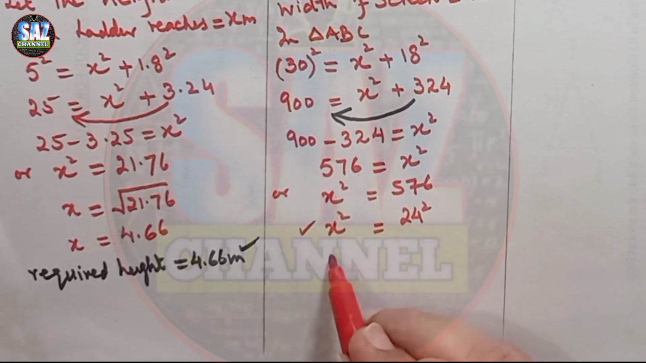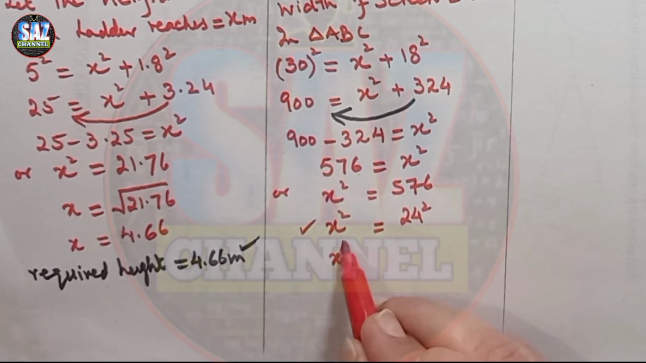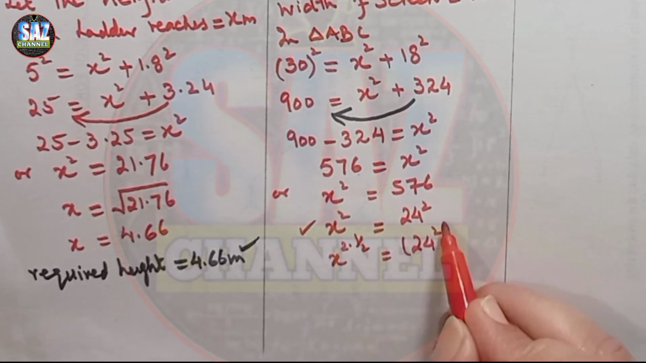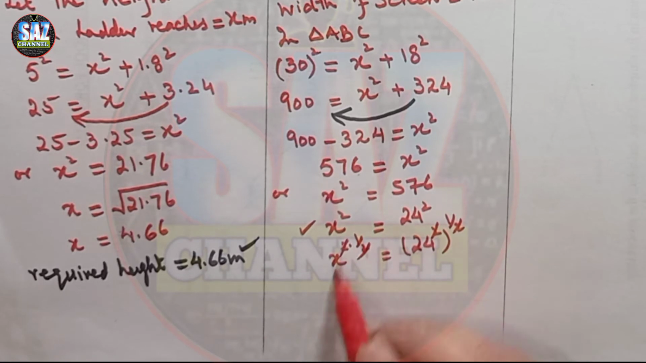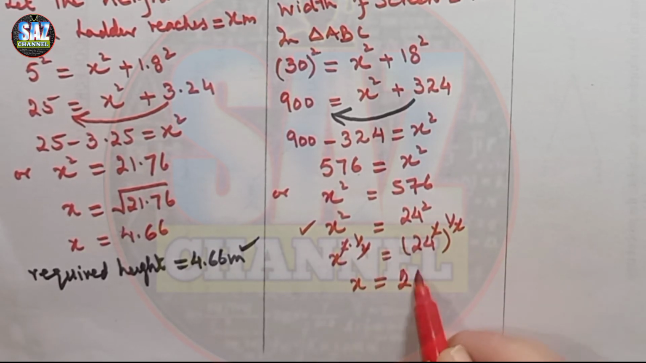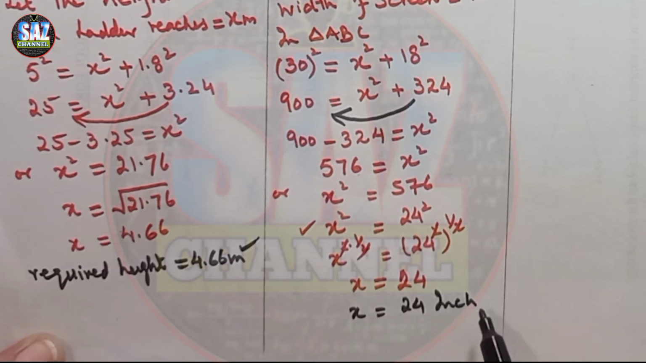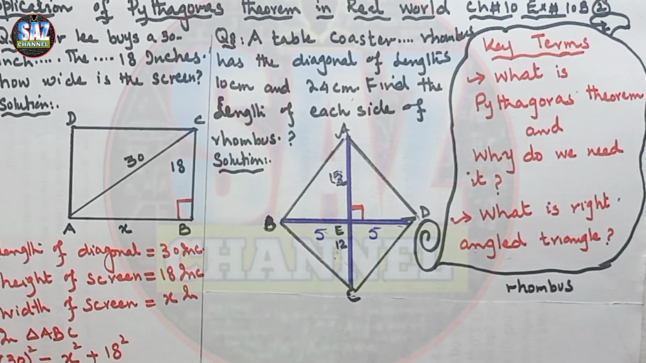And in order to get the value of x, I have to take the square root on both sides, and when I take the square root on both sides, I have to write it in this way, that x equals 24. So the unknown of the question is 24. The dimension is in inches, so x equals 24 inches. Very easy question. Okay, let's move to question number 8, and let me read the question from the book.